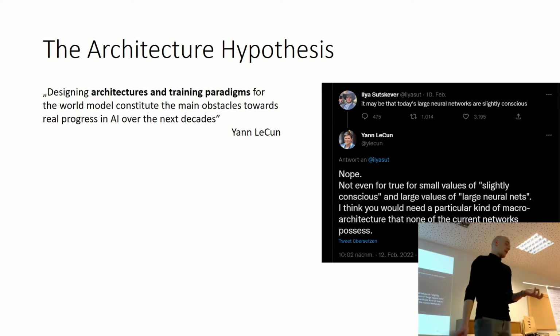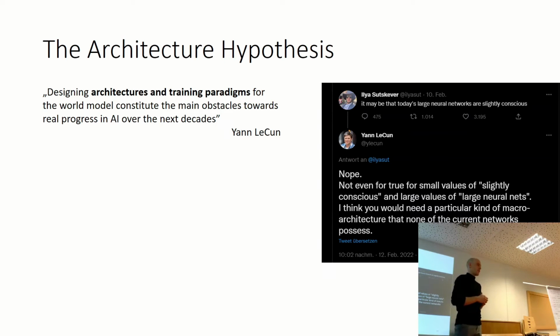Then there's been another narrative, which is also kind of fun, which is the architecture hypothesis. This is something that not very many people outside of the AI field know about. But Yann LeCun, a very famous AI researcher at now Meta, made the controversial statement that designing architectures and training paradigms for the world model, the model that an AI has of the world around it, constitute the main obstacles toward real progress in AI. So it says that not scale, but architectures and training paradigms, a sort of algorithmic or architectural choice that we make. And there's been a lot of controversy around this.